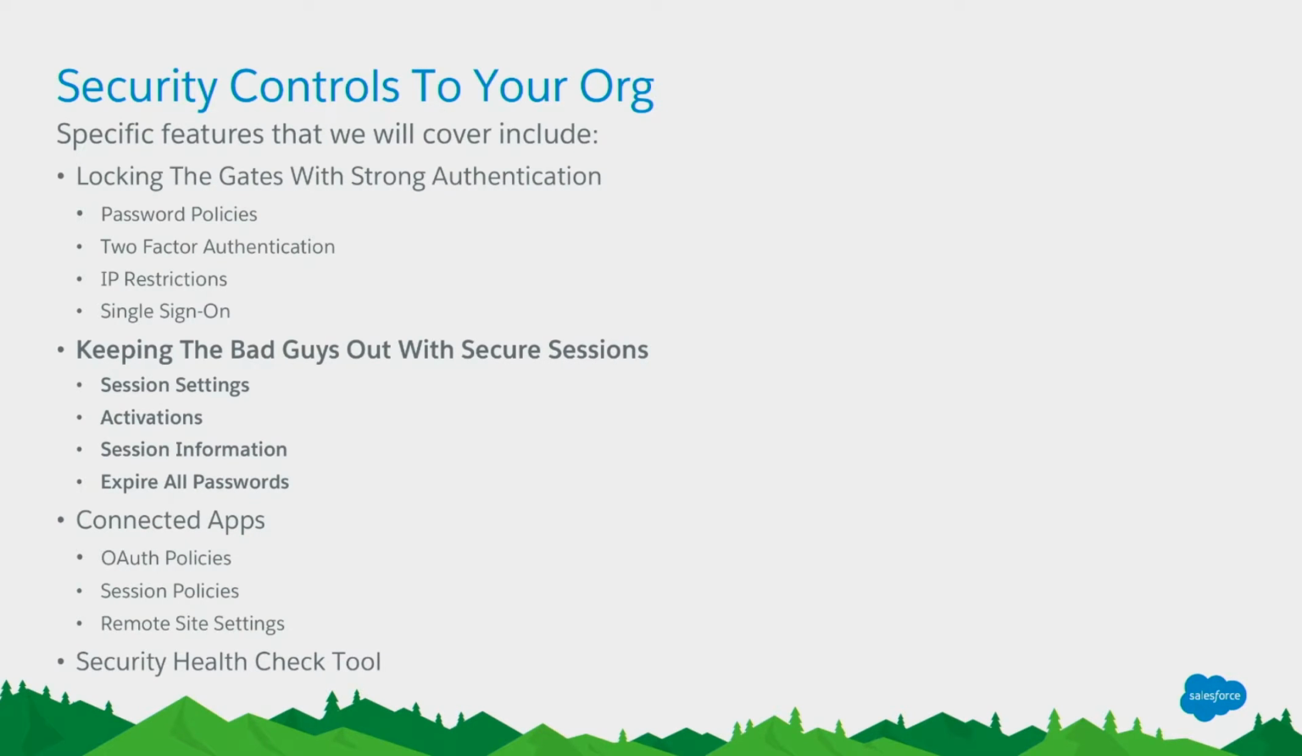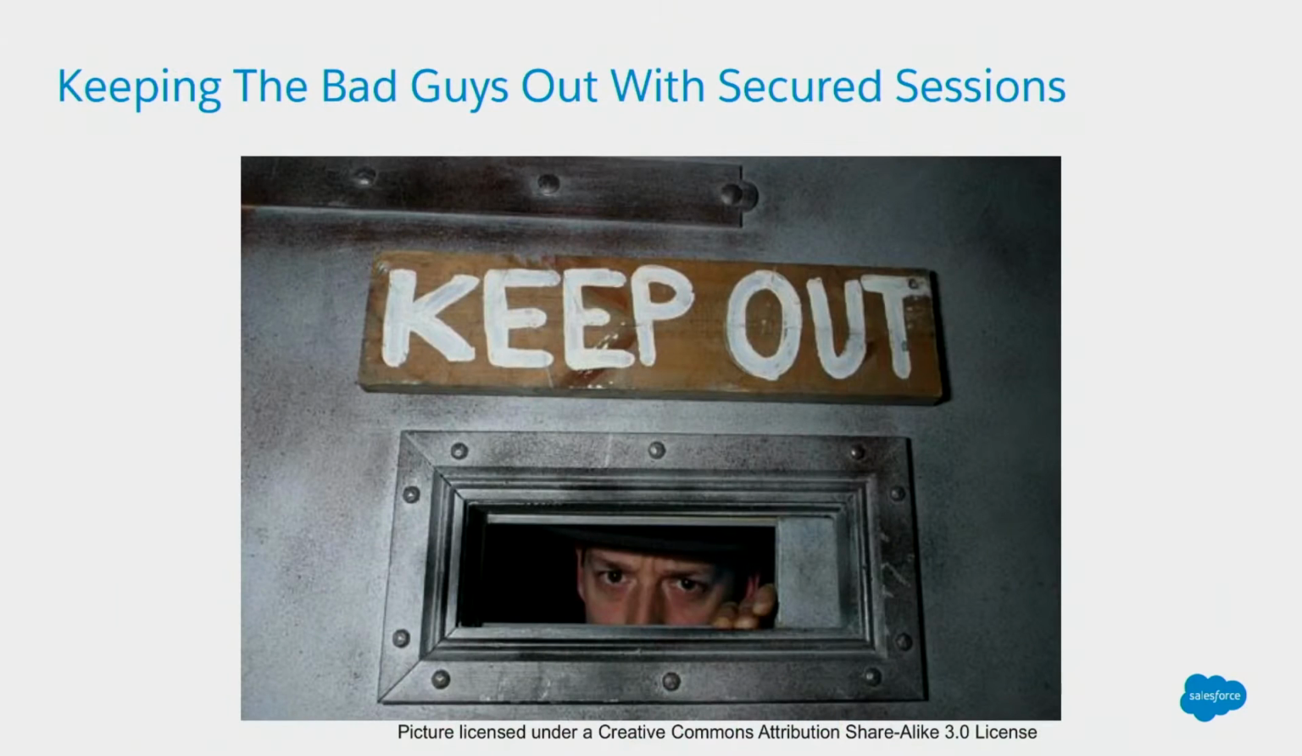Thanks, Swapnil. So how do we keep the bad guys out? We use secure sessions. Basically, let's say the hacker has already compromised one of the user sessions, you want to keep your session timeout as low as possible. And if he has compromised one of the passwords, how do we make sure that the password is rotated or changed as soon as possible?